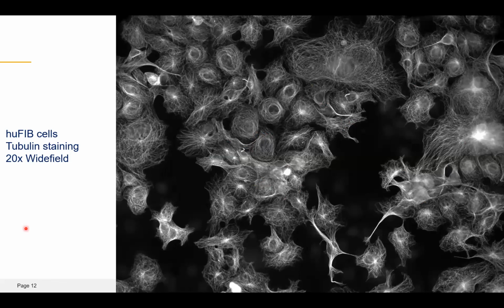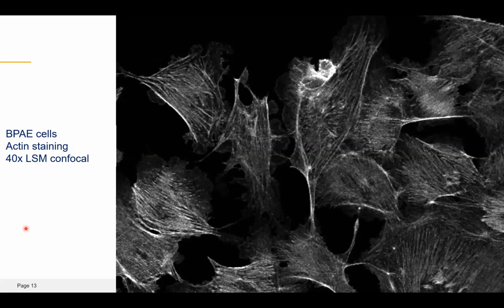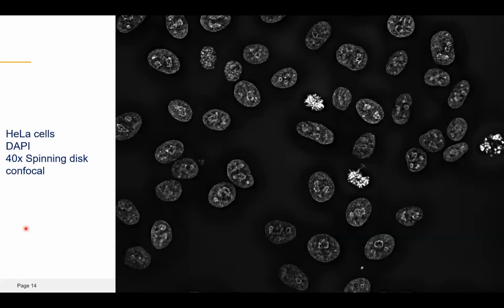Another cell line with a tubulin staining in 20x wide field. Here we also get a decent segmentation of the cells with very little errors, if any. We have BPAE cells with an actin staining acquired with 40x confocal microscope, and we see also a plausible and good segmentation. HeLa cells with DAPI staining, where we have used the 40x spinning disk confocal, we see a strong optical sectioning here, all the structures within the nuclei, also possible to segment and analyze with the pre-trained networks easily.